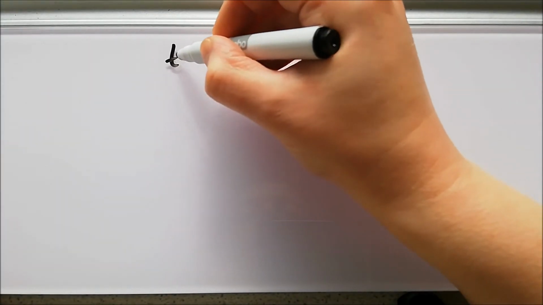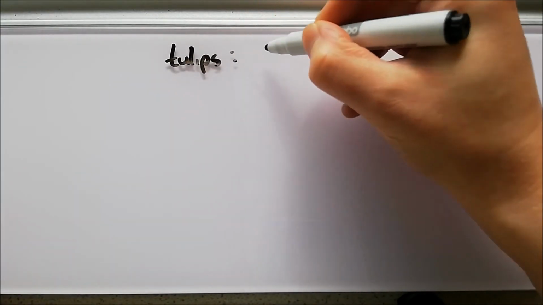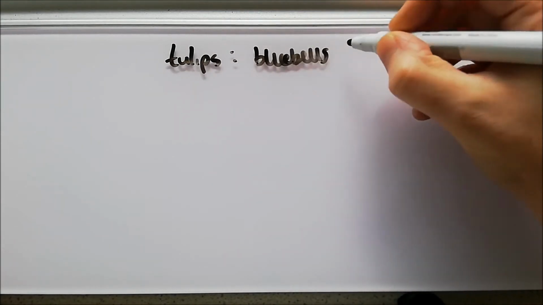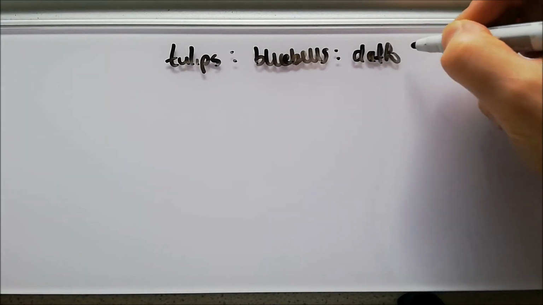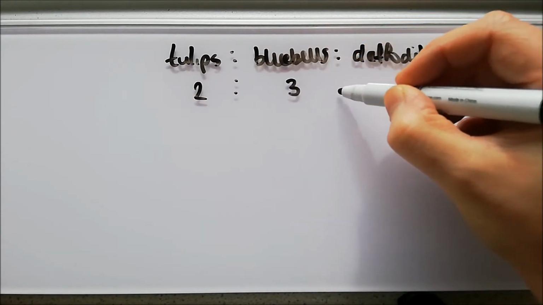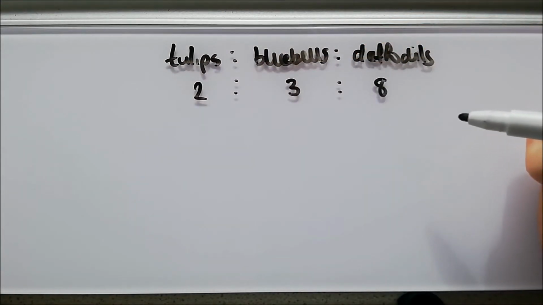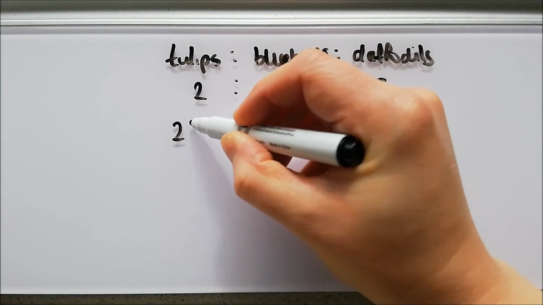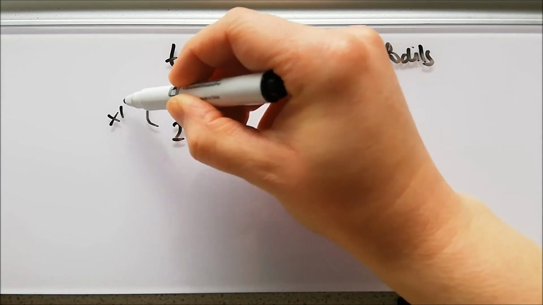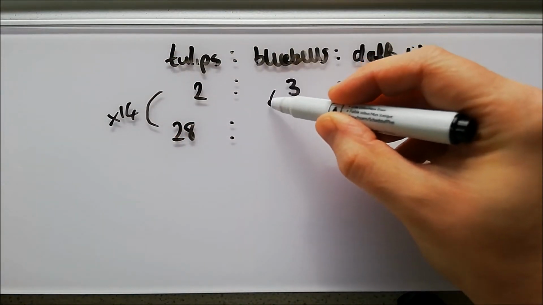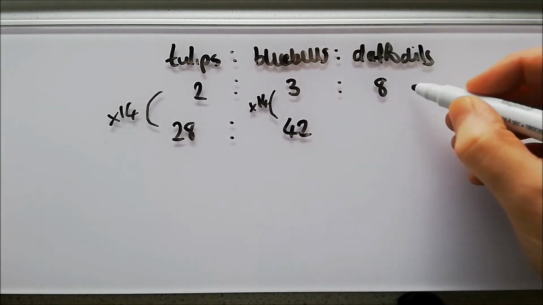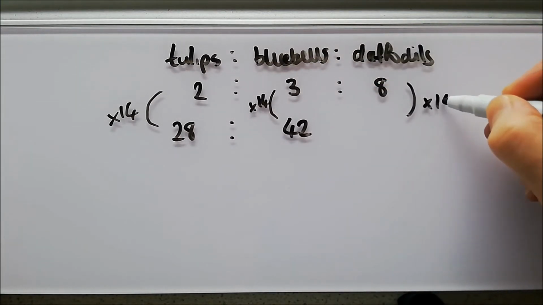So we would put tulips, bluebells and daffodils, and 2 to 3 to 8. And then there were 28 tulips. To get from 2 to 28, we times by 14. So we need to times 3 by 14 as well, which is 42. And we need to times 8 by 14.